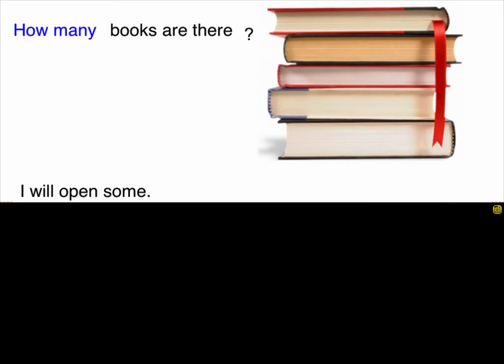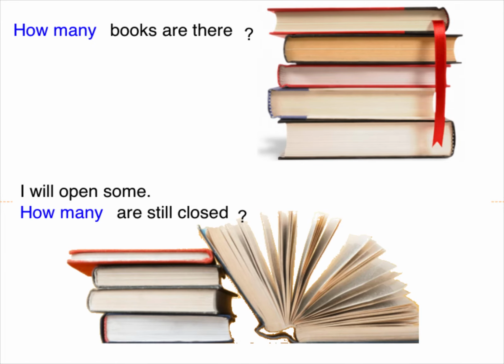So, hide those. If I start with some books here, how many books did I start with? 1, 2, 3, 4, 5. And if I open some, how many did I open? I only opened 1. How many are still closed? How many are left over closed? 1 is open, so then I have 1, 2, 3, 4 still closed. So it's still kind of the same thing. We're still kind of getting rid of the one that's different and finding how many are left over.